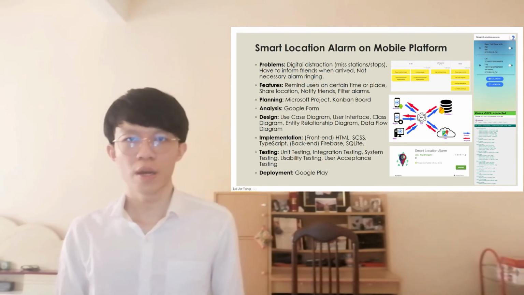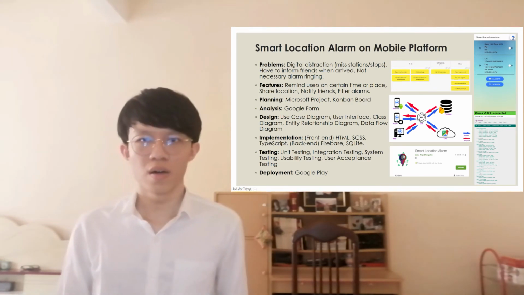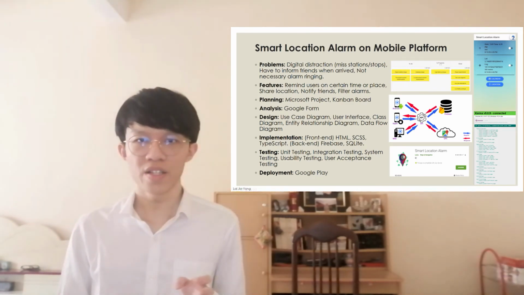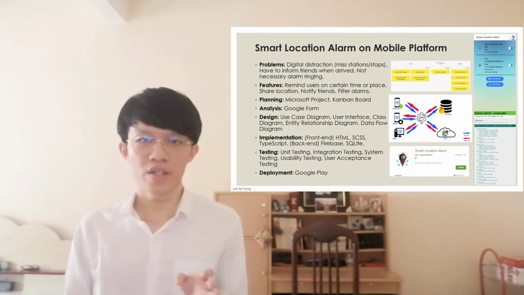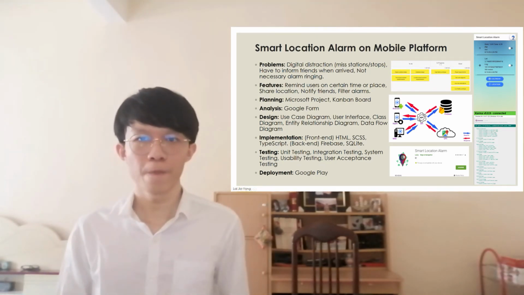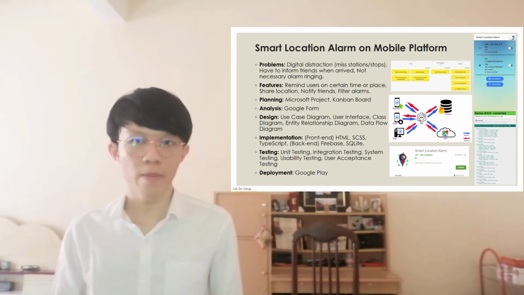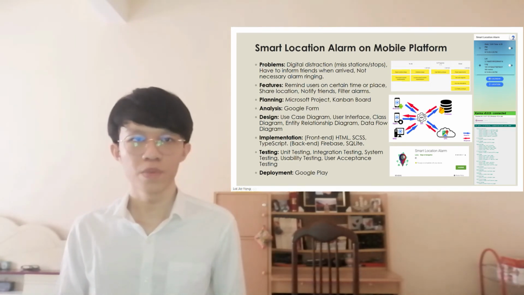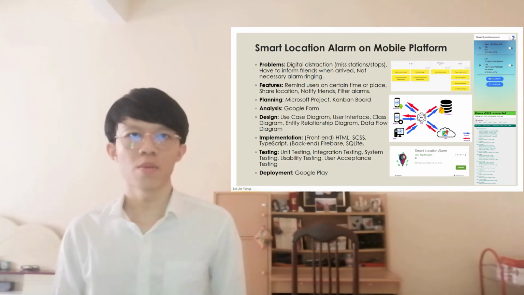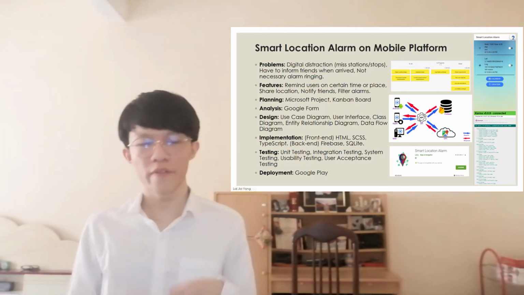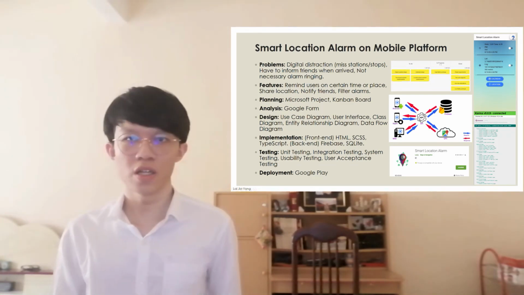Due to some circumstances, like the signing certificate of iOS being too expensive, Smart Location Alarm is published on the Google Play Store only, but not the Apple App Store. In short, Smart Location Alarm is delivered to public users with Android phones successfully.